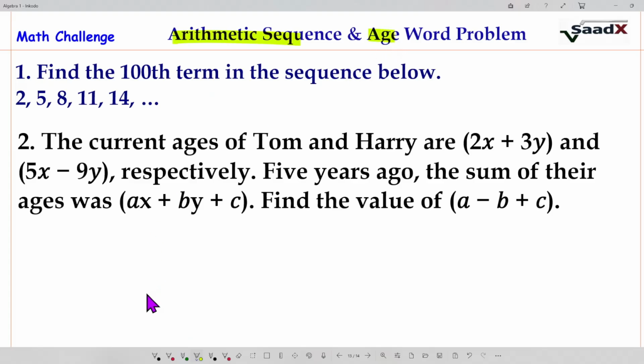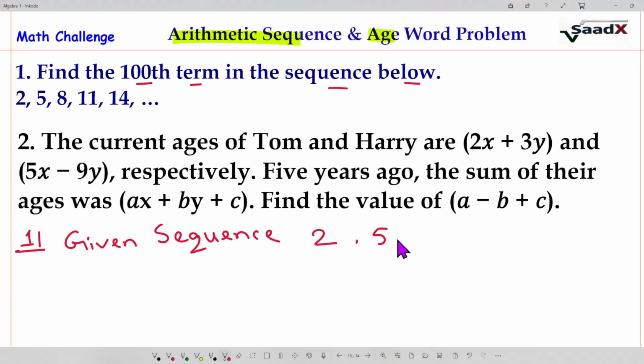We are going to solve these two math problems. Let's get started. Number 1. Find the 100th term in the sequence below. Given sequence: 2, 5, 8, 11, 14.